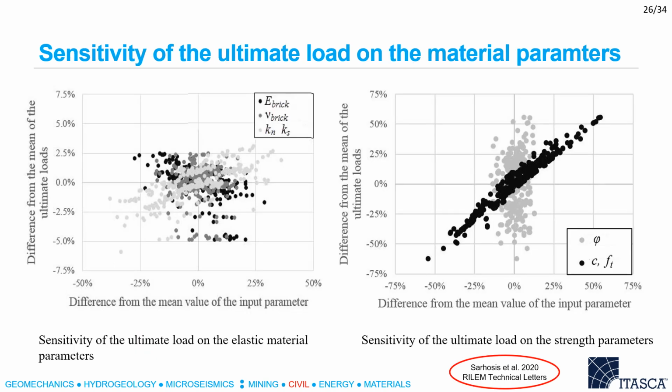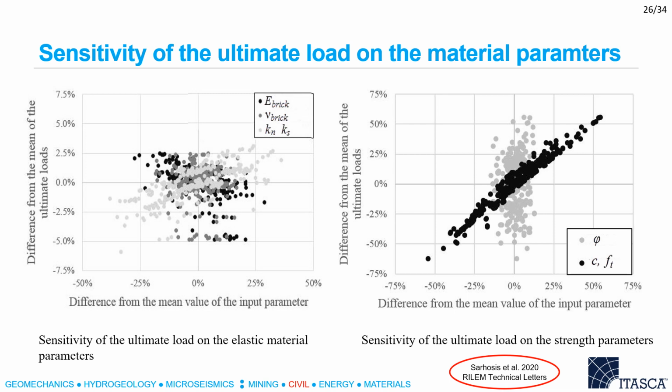The sensitivity of the elastic and strength parameters on the ultimate load are shown here. The ultimate load bearing capacity is significantly influenced by the mortar strength parameters, i.e. tensile strength and cohesion of mortar, while, as expected, the effect of brick and mortar elastic properties has less significant effect on it. Moreover, for the investigated range of strength parameters, the connection between the ultimate load and the cohesive and tensile strength appears to be linear.